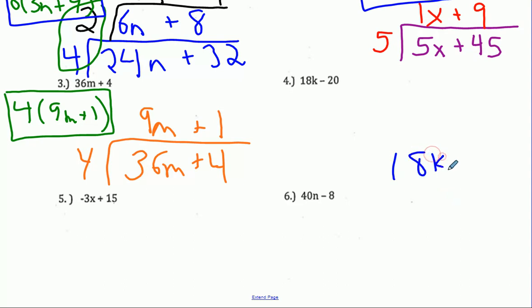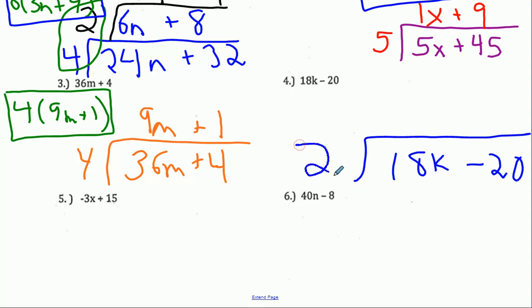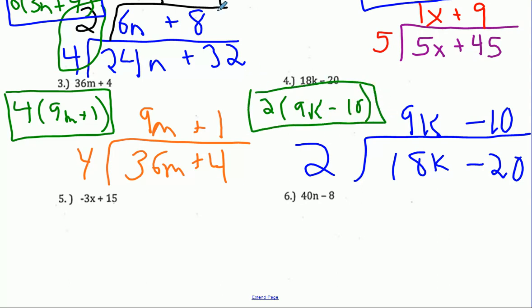18k minus 20. Looks like I'm going to be dividing by 2 to get 9k minus 10. And again, 9 and 10 have nothing left in common, so the final answer is 2 parentheses 9k minus 10. K is a really hard letter apparently to write. There we go. Again, hopefully you're checking your work. 2 times 9k is 18k. 2 times negative 10 is negative 20. So there we go. I did it right.